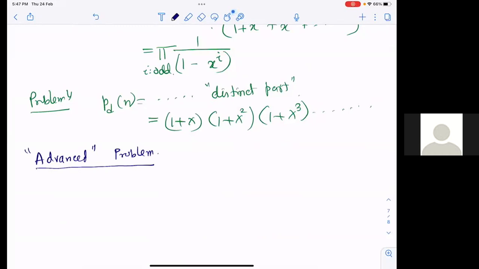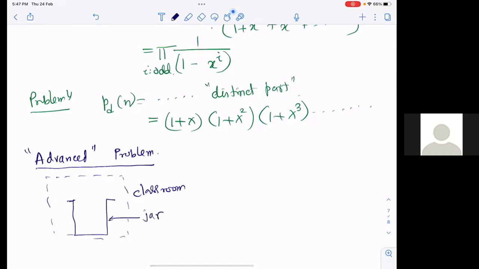Okay, so here is a classroom. And there is an empty jar here. And there is a student. The student enters the classroom. Either he can place 1 rupee into the jar, or he can take out 1 rupee from the jar. Okay, that's the only thing he can do.